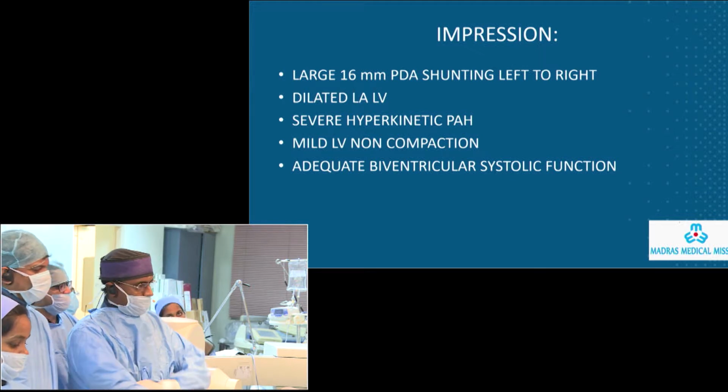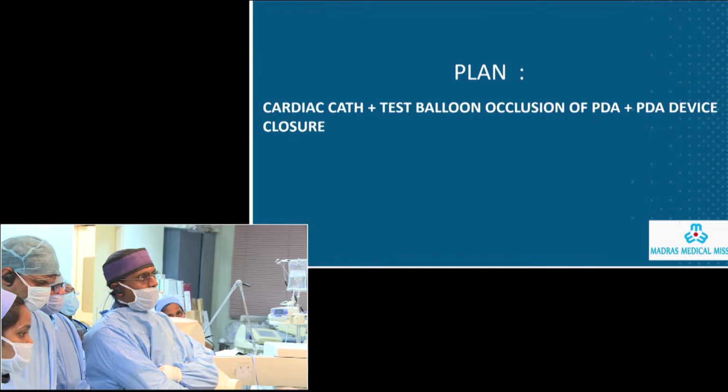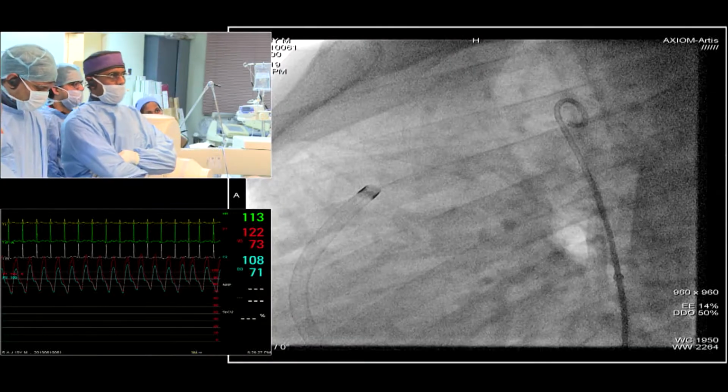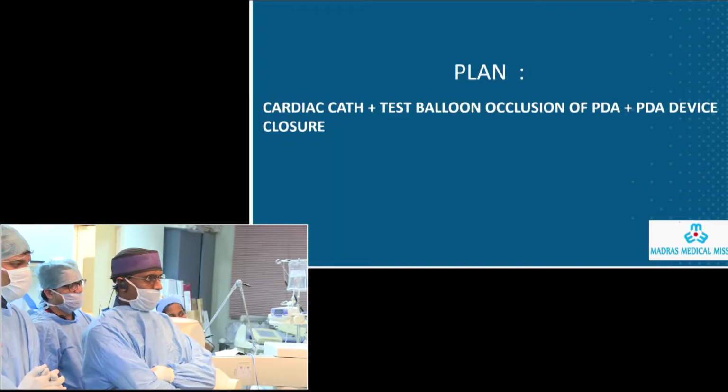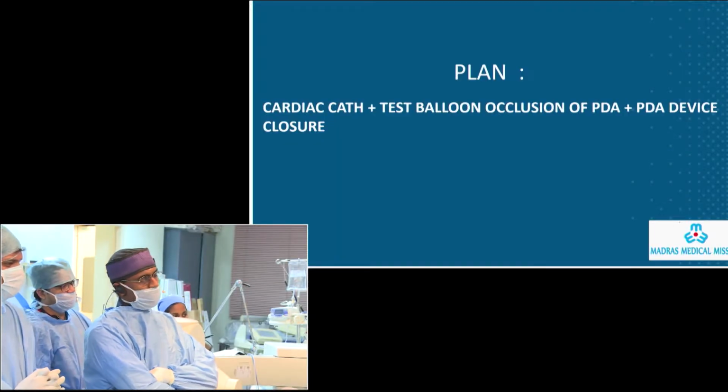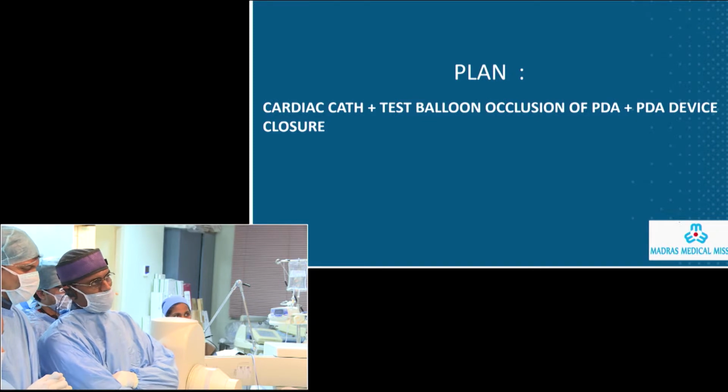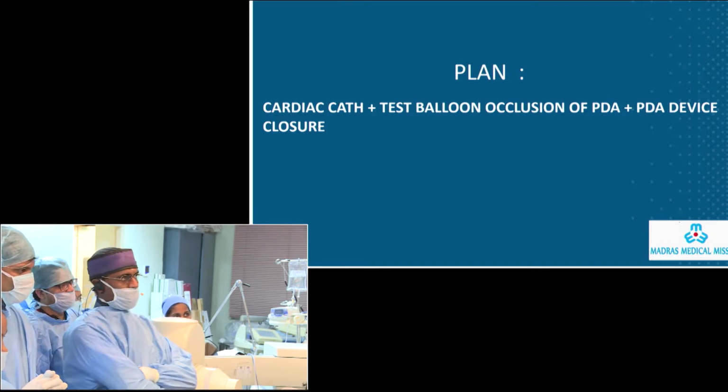So how do we close it? The question is, we did not do a QP:QS because of the fallacies of how to sample this ductus, how to sample the exact pulmonary blood flow. So we did not go for oximetry.